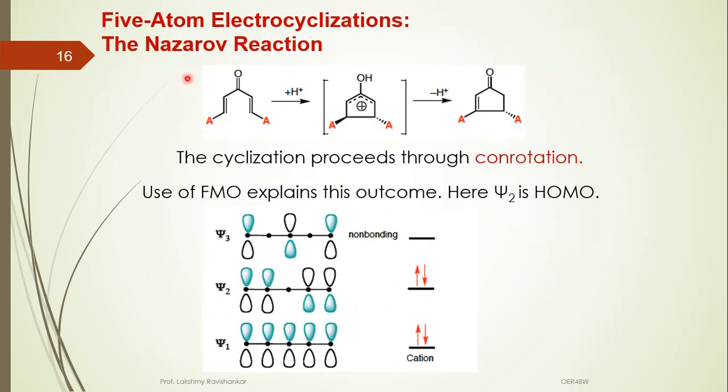We can also extend it to the 5-atom electrocyclizations, the well-known Nazarov reaction, where you have a cross-conjugated ketone going over to cyclopentanone under the influence of an acid. So this is 1, 2, 3, 4, 5. You have 5 p orbitals. So 5 p atomic orbitals, 5 molecular orbitals. 3 of them are shown here. You will have 1 non-bonding. And since it is a carbocation, 4 electrons have to be filled. So Psi2 becomes my HOMO. You see now that the terminal lobes have got the opposite phases coming on the same side. So this will undergo a conrotation for cyclization.